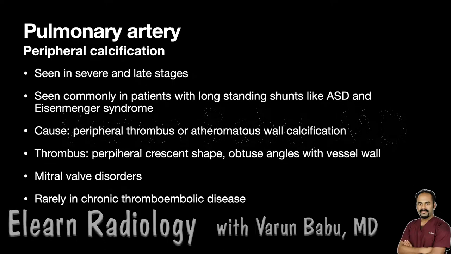What are the other findings you can look at in the pulmonary artery? Look for peripheral calcification. It's usually seen in severe and late stages. It's usually seen in patients with long-standing shunts like atrial septal defect and Eisenmenger syndrome. Etiology is a peripheral thrombus or an atheromatous wall calcification. Thrombus tends to be crescent-shaped and forms obtuse angles with the vessel wall. Other etiologies are mitral valve disorders, and rarely calcification can be seen in chronic thromboembolic disease.